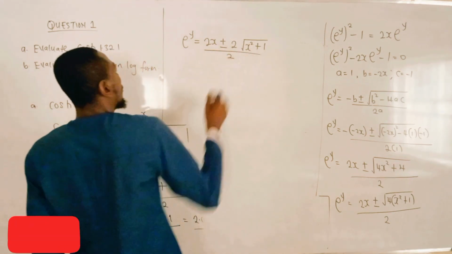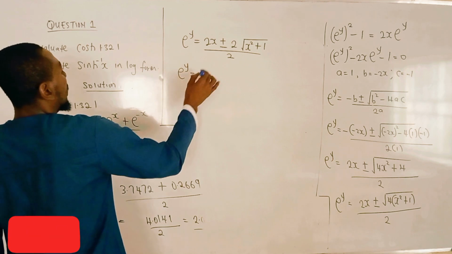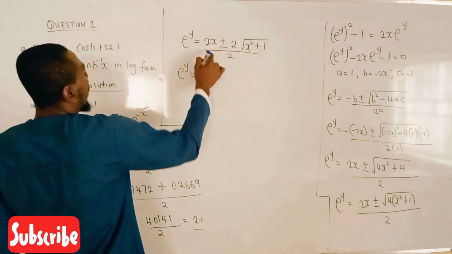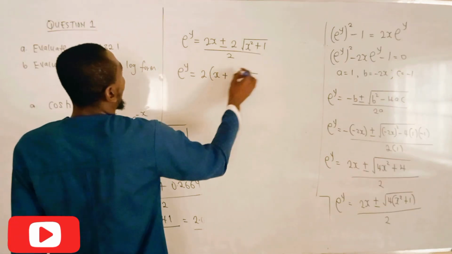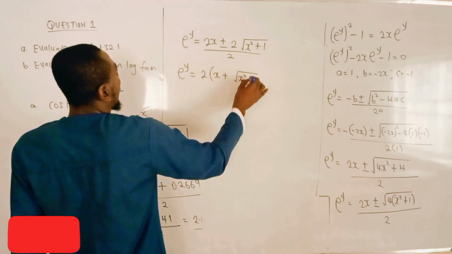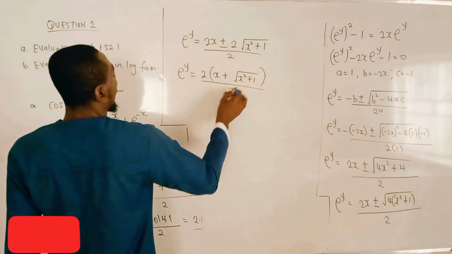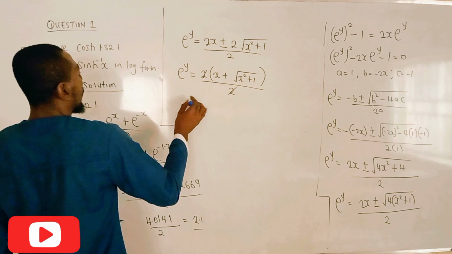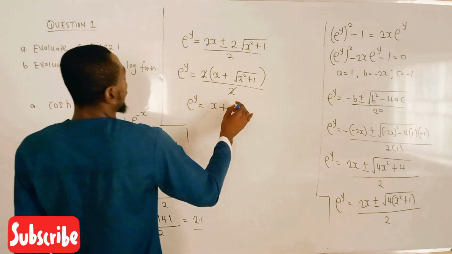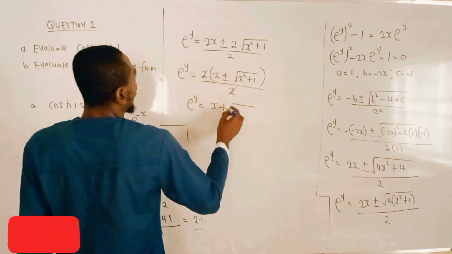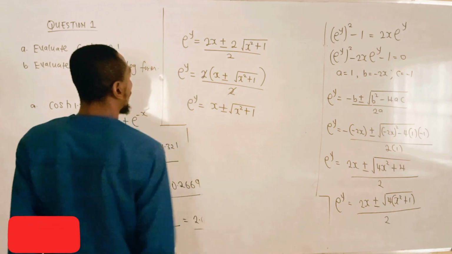All over 2. Okay? From the numerator, I see 2 is common. We can factor out 2. When you factor out 2, we have x plus or minus the square root of x squared plus 1, all over 2. So 2 here cancels out 2. We have e^y equal to x plus or minus the square root of x squared plus 1.